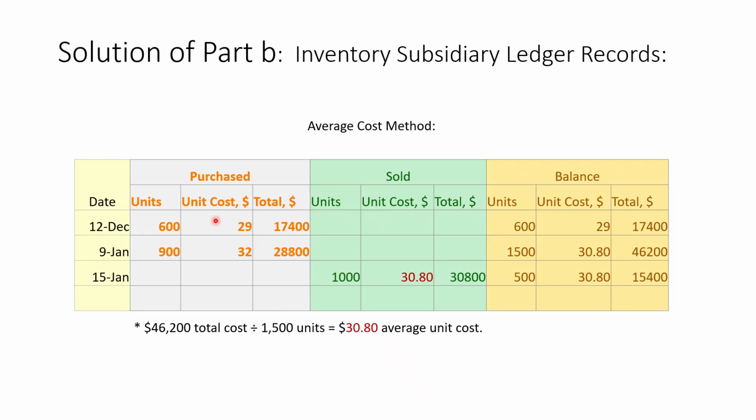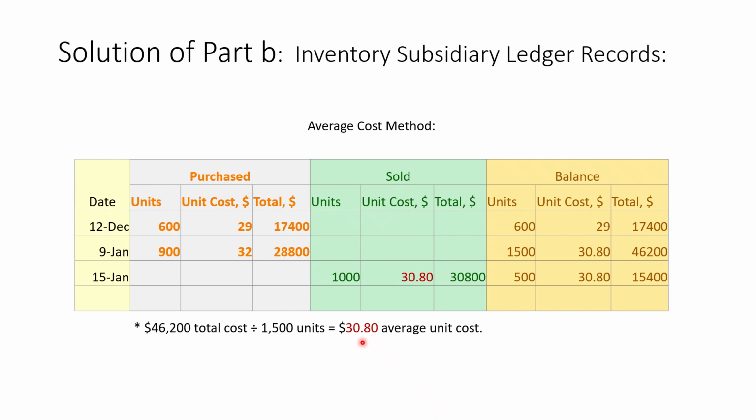They have two different kinds of prices in their inventory, $29 and $32. But when they are selling, what unit cost will we apply? This is the question. So here we are following the average cost method. So we will divide the total cost. The total cost was given in the question, 46,200. 46,200 divided by 1500 units. Total cost divided by total units, that is $30.80. That is the average unit cost, the average cost per unit.